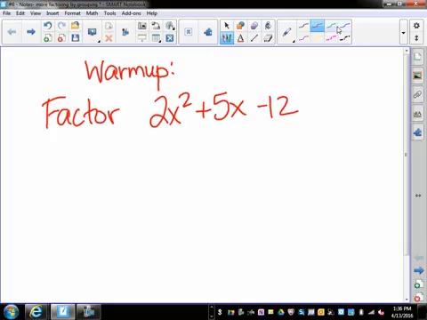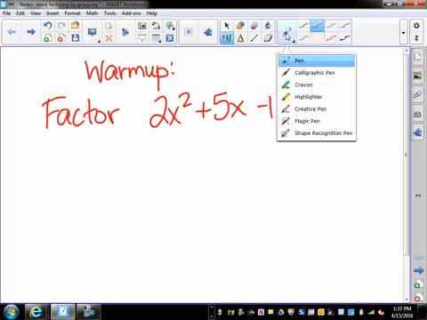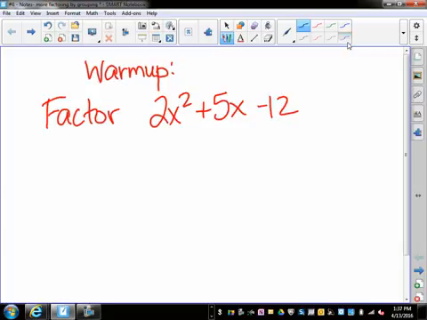So our warm-up is over what we did last class. Like I said, if you did not understand your homework, if you struggled with it, if you don't remember what we did last class, we're going to go right back over it now. So the first thing we check for is GCF. And what is my GCF?